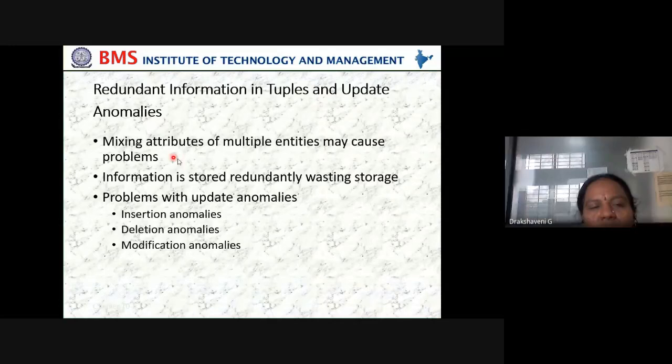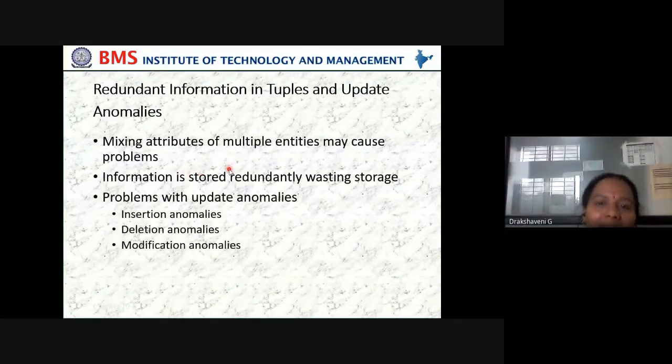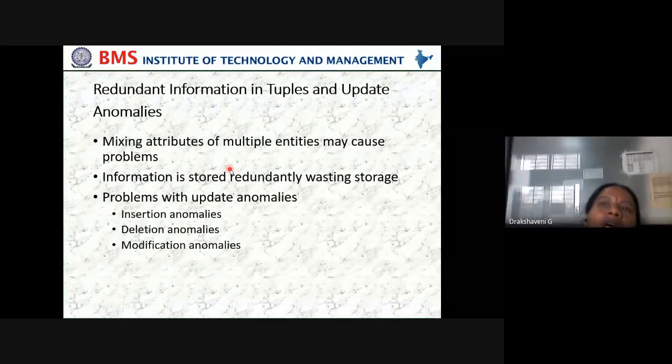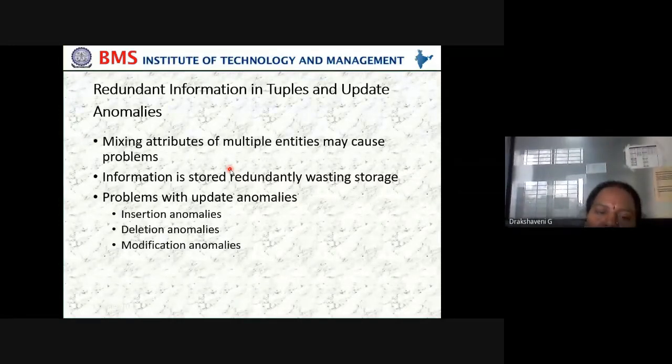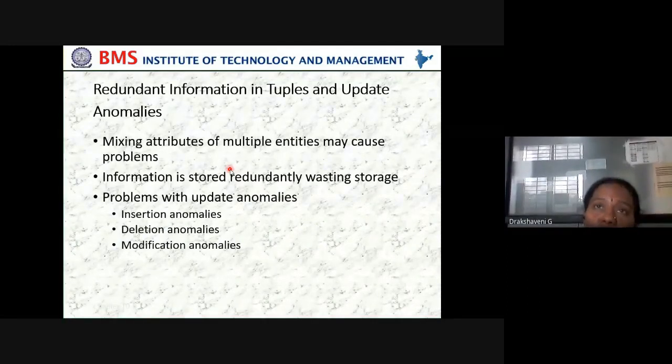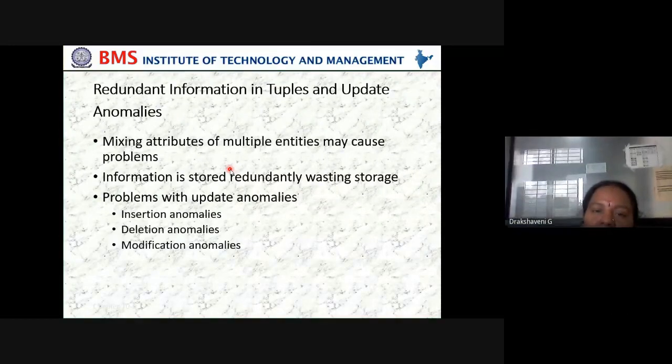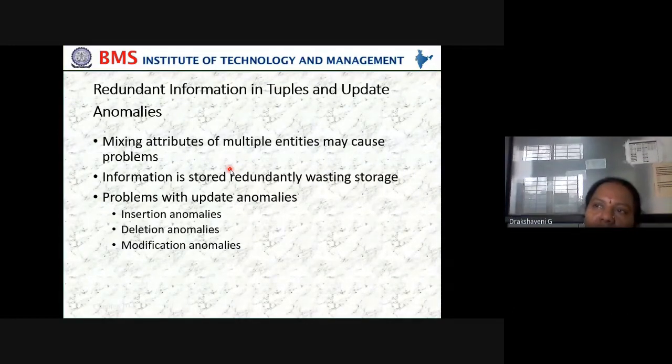What we see is mixing attributes of multiple entities. Suppose department is one entity, that is one table. Then employee is another table. Now what we have done is only one primary key and one foreign key. Suppose we use three columns in employee as well as three columns in department, then it becomes very difficult for us to manage. That also we have to take care of. The information is stored redundantly, wasting storage.